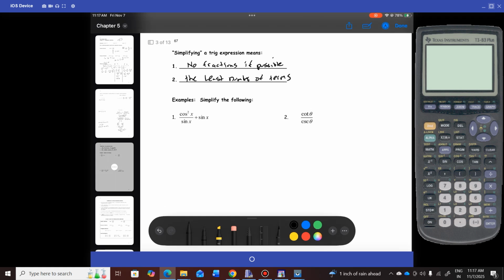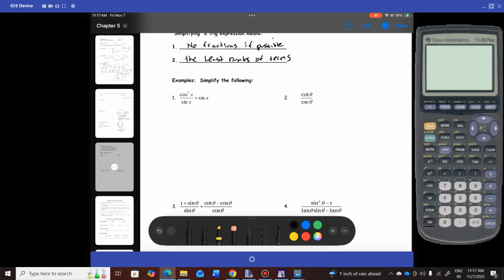Right, so we have cosine squared over sine plus sine. Okay, so because I have a fraction on one side, I have two things adding. In order to add these, I have to find a common denominator. So I'm going to multiply the second term by sine x over sine x. So I have cosine squared x over sine x plus sine squared x over sine x. And so I can put these together. I get cosine squared x plus sine squared x over sine x.